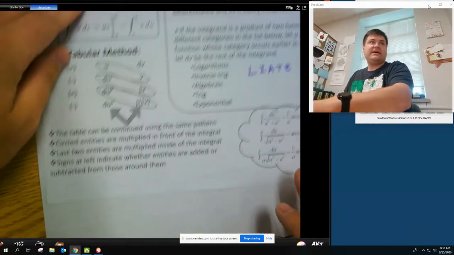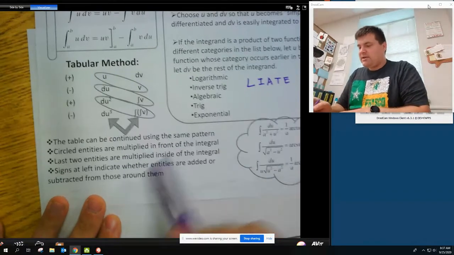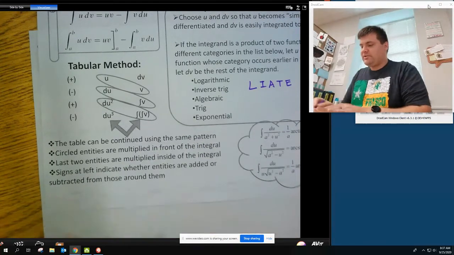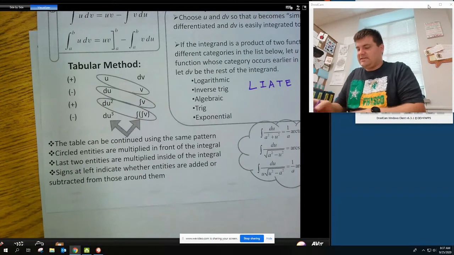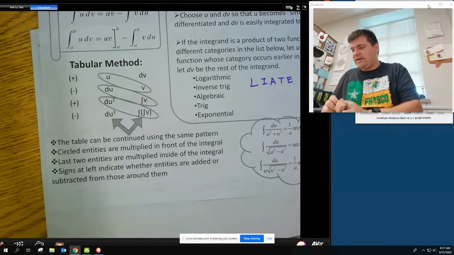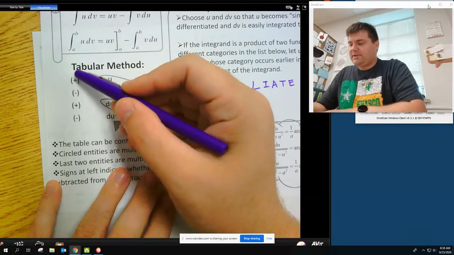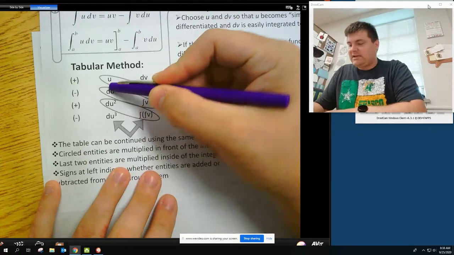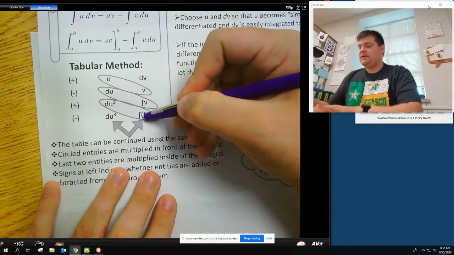It's highlighted right here: the table can be continued using the same pattern. You're going to circle the entries that are multiplied in front of the integral, and the last two entries are multiplied inside of the integral, and the signs to the left indicate whether the entries are added or subtracted. So we're going to do three things. The first one will be easy: we just do a plus, minus, plus, minus. Second one, we just keep taking the derivative of. And then the third, we just keep taking the integral of it.